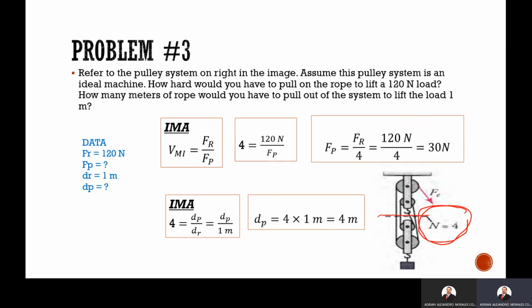That to lift a load of 120 newtons and raise it up 1 meter, you need to pull with 30 newtons, 4 meters of rope to get this load raised by 1 meter. So that's the way to conclude what's going on.